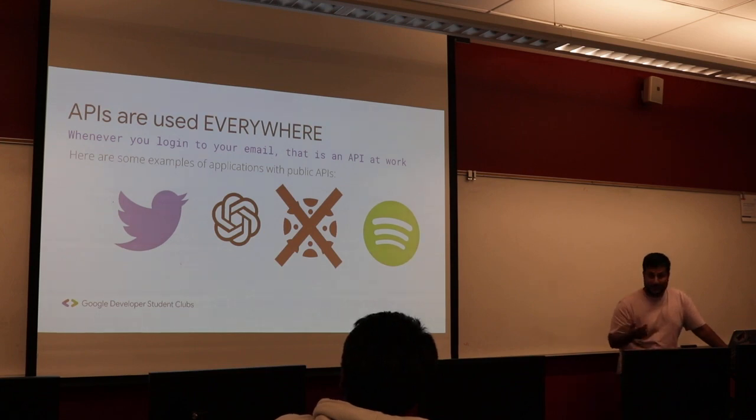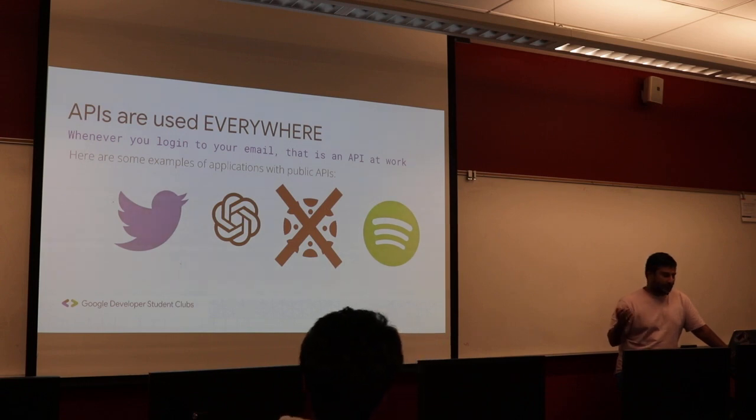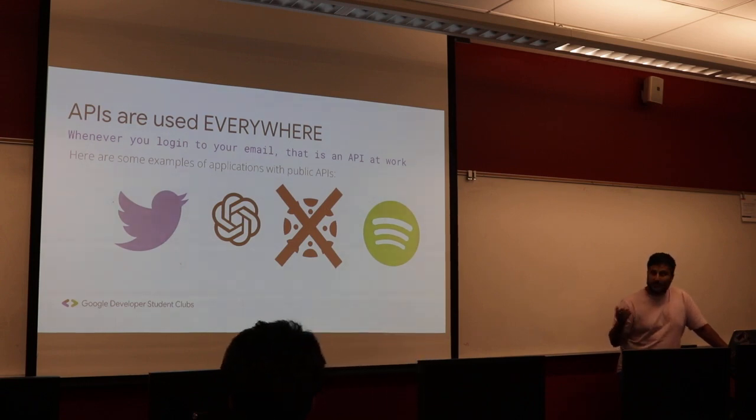These are used everywhere. For example, when you're logging into your email, you have to check the API. You need to check for your username and your password. So you find them everywhere, basically. Some examples of public ones are Twitter, I guess X now, ChatGPT, no longer Canvas, I guess, and Spotify.